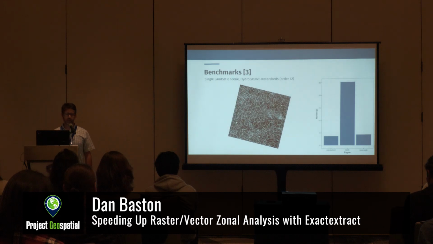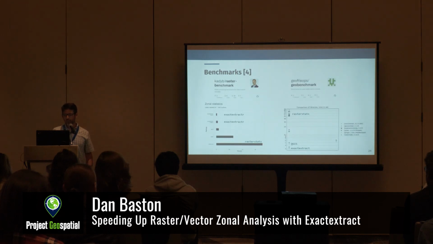In another case here, where we're looking at a single Landsat scene with some watershed boundaries, it's only slightly faster than the rasterstats module, which is using rasterization. There are a couple of other benchmarks I found floating around on GitHub where people have found generally the same conclusions, but it's really something you would want to check with your own data.